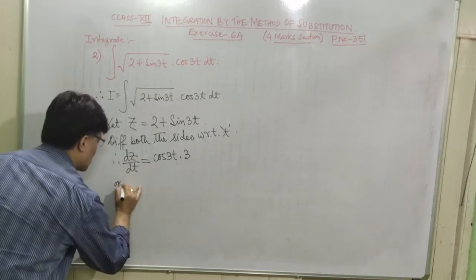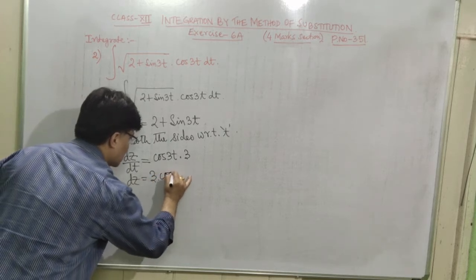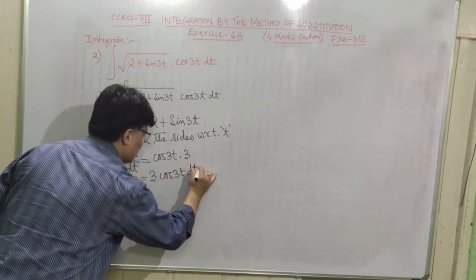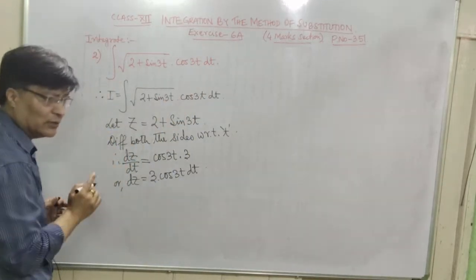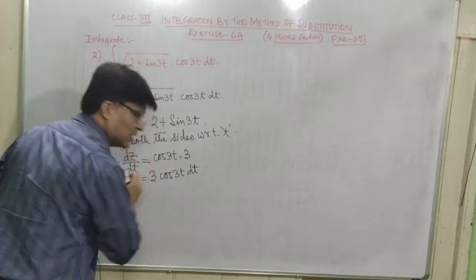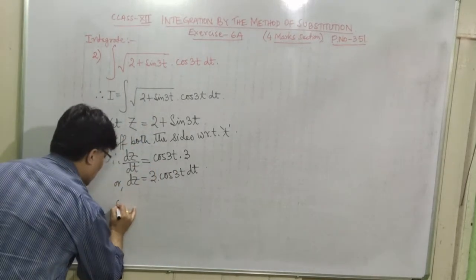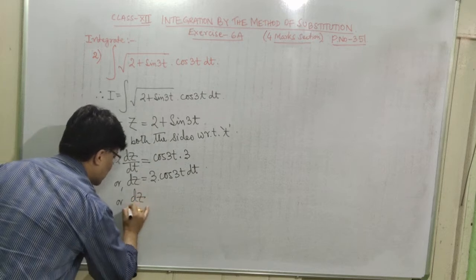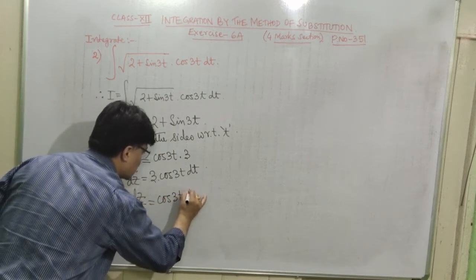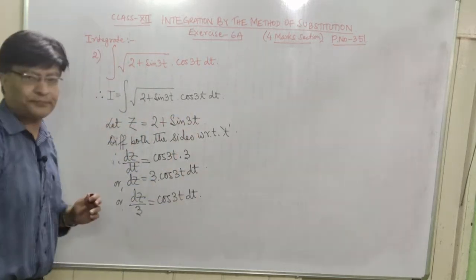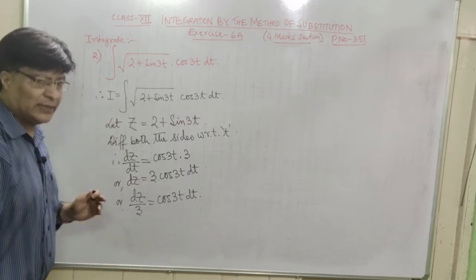Now you can do cross multiplication. dz is equal to 3 cos 3t dt. Okay. Now since there is only cos 3t dt here, you can get the value for cos 3t dt. Now take this 3 to the left hand side. So on the left hand side it goes to the denominator. dz by 3 is equal to cos 3t dt. Is that understood now? So let us put it in I.